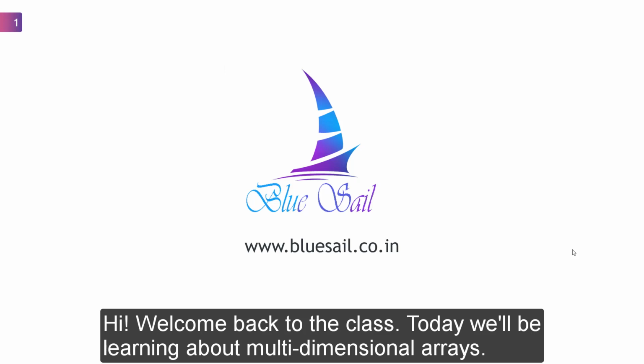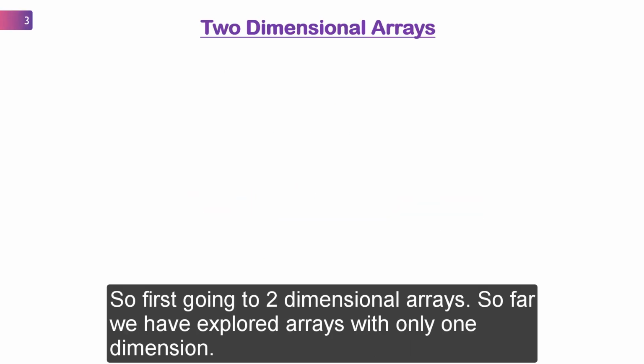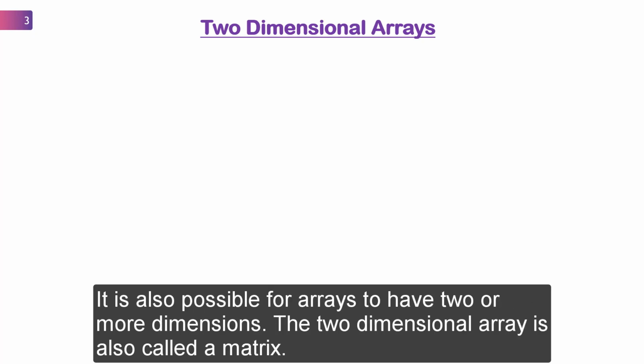Today we'll be learning about multi-dimensional arrays. So first, going to two-dimensional arrays. So far we have explored arrays with only one dimension. It is also possible for arrays to have two or more dimensions. The two-dimensional array is also called a matrix.